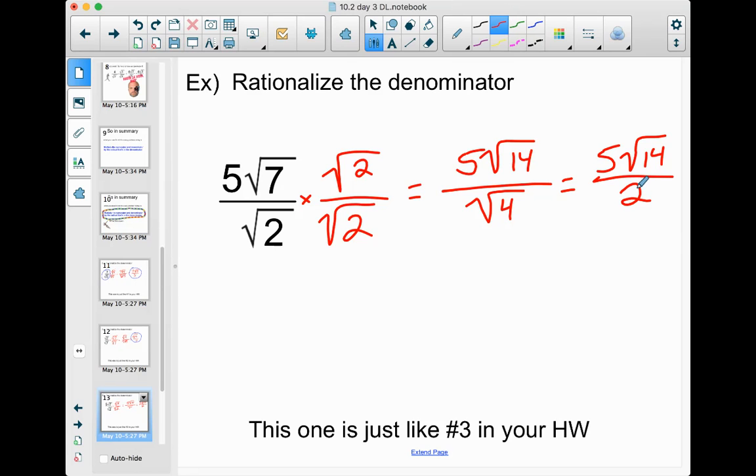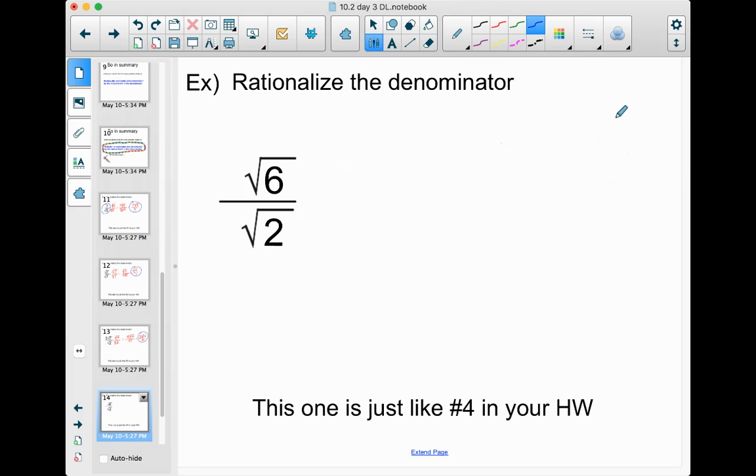You should look for some other simplifying to do. I can't simplify 5 over 2 as a fraction. When I look at the square root of 14, you know how Mr. Webb taught you how to simplify radicals a couple days ago? There's no perfect square that goes into 14, so that's simplified as well. And in most of your problems, there won't be much simplifying to do afterwards. Okay, just one more, and that's going to be just like number 4 here, our last problem of the day.